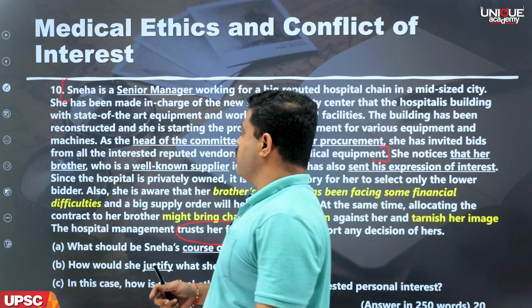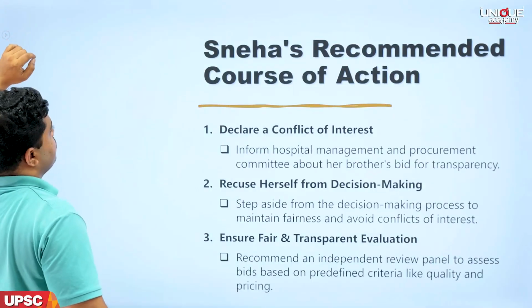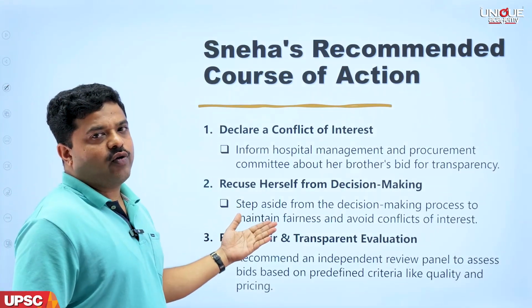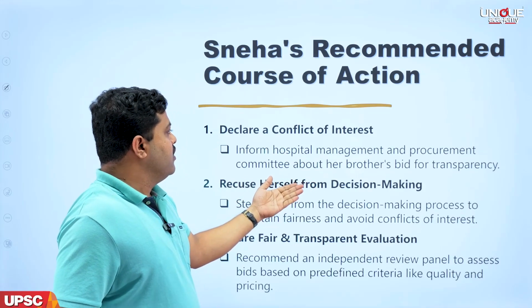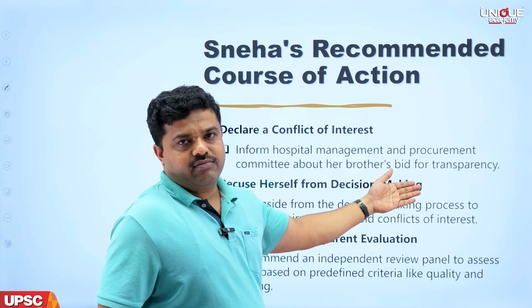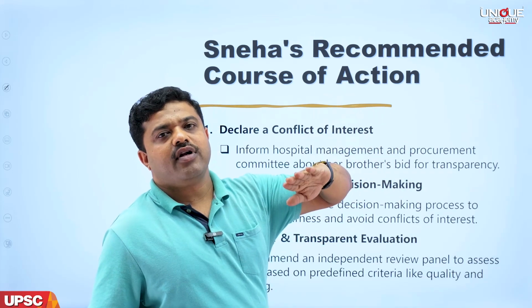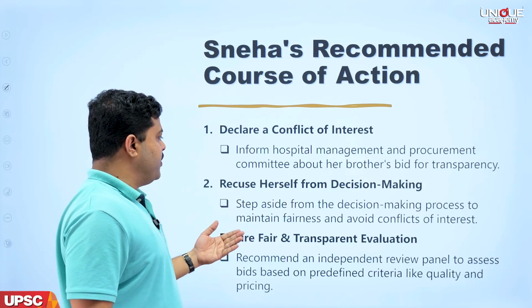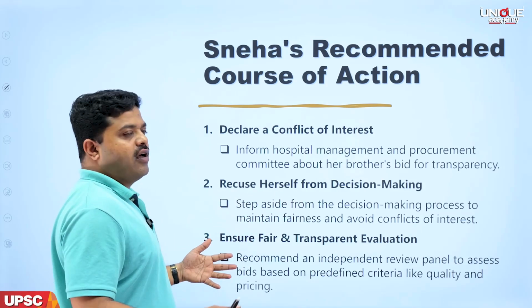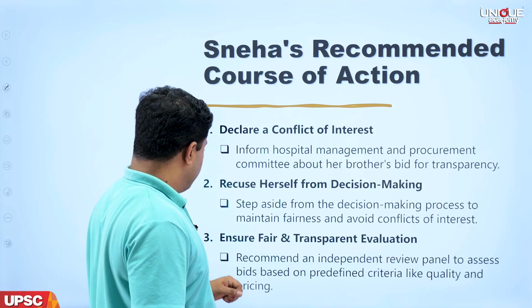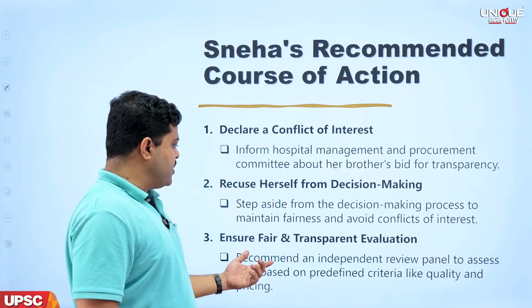First is recommended course of action for Sneha. Okay. First, she should declare the conflict of interest. She should tell the management and procurement committee that her brother is bidding for it, okay, for the sake of transparency. Second, she should recuse herself from the decision making because that will clear her from any conflict of interest and it will maintain fairness. Ensure fairness and transparent evaluation.